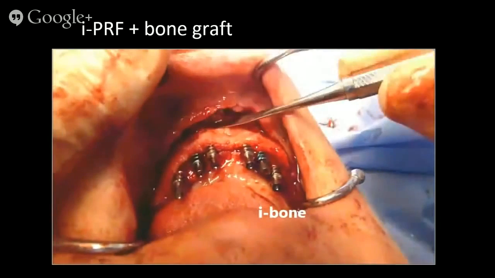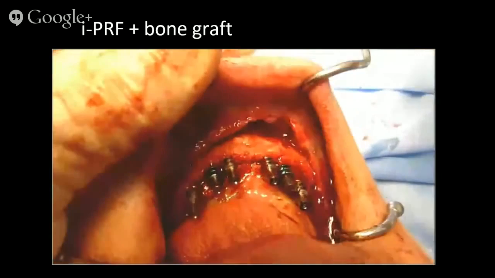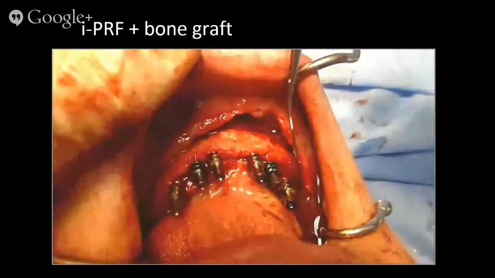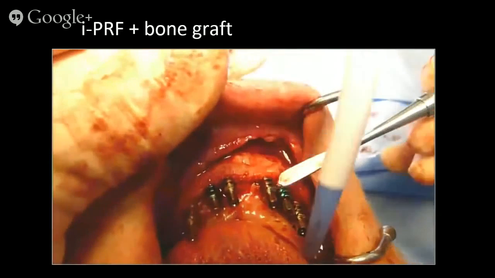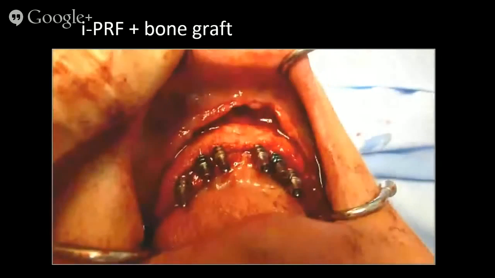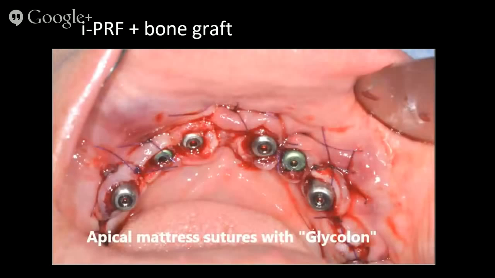It's a mix of the i-PRF and the bone graft. The production of this sticky bone needs only 1 to 2 minutes with the i-PRF. And then we cover with the A-PRF as usual, and the apical mattress as usual with the Glycolon suture.